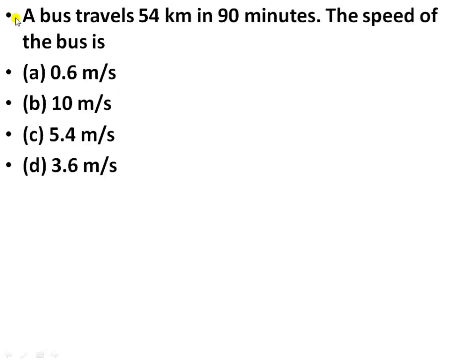Next is question number 3. A bus travels 54 kilometers in 90 minutes. What is the speed of the bus? You have to answer this question in meters per second. Convert the kilometers into meters and minutes into seconds, then apply the formula: speed is equal to distance upon time.